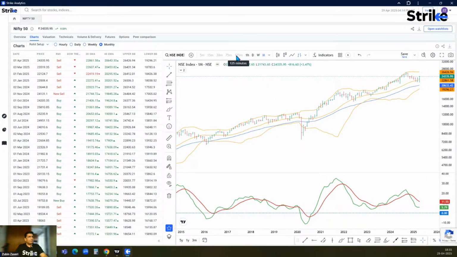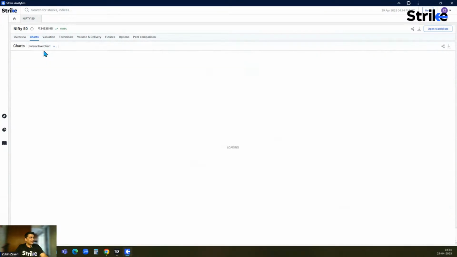Now many people also ask me, I want a 5-minute time frame chart, 15-minute time frame chart. So for that, what we need to do is, instead of Rohit setup, just go up over here and click on interactive chart.